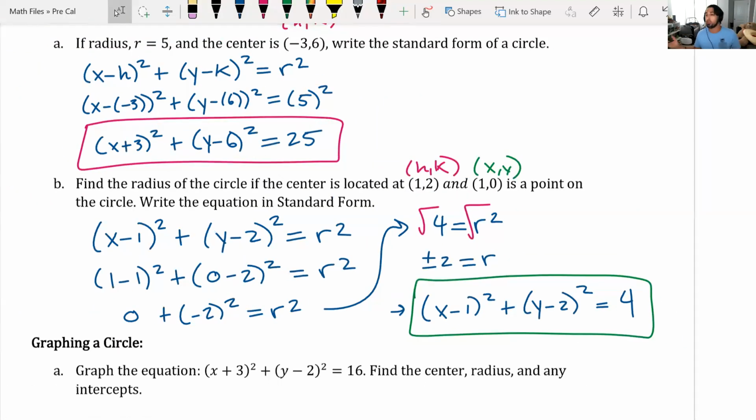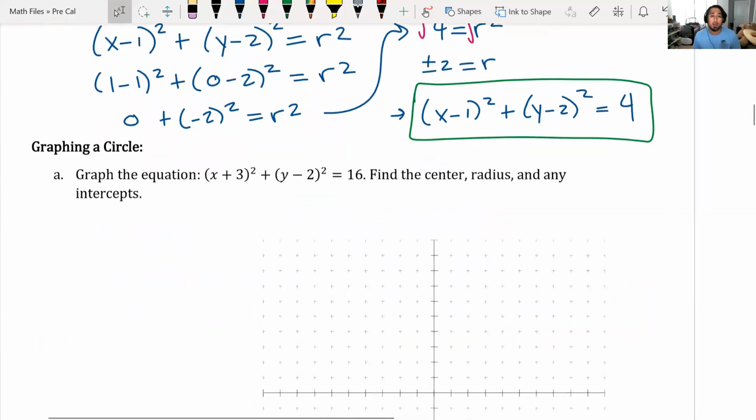Perfect. So there's our standard form. And now we can practice graphing a circle. We're going to find the center, the radius, and the x and y intercepts. So this is just good algebra practice. It's circles. Nothing too crazy today. Maybe not till the very end. Okay.